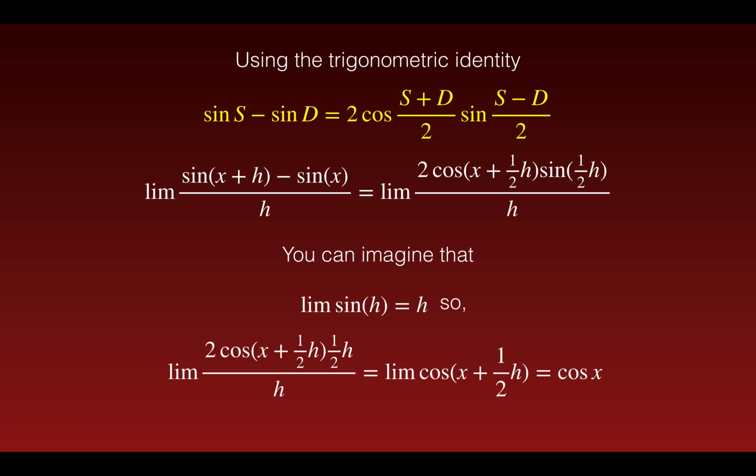Now, all that's left is cos x plus 1/2 h, which of course is equal to cos x as h tends to 0. And we're done.